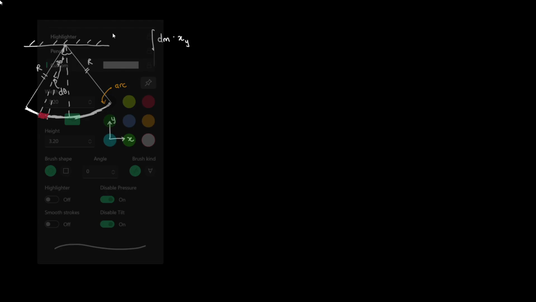So we will write integral of dm into the distance of the elemental mass from the x-axis. Let me first label the elemental mass. We will take the elemental mass in terms of theta. So suppose this is a very tiny piece of the arc, which is at theta, and this tiny angle will be d theta. So now dm will be nothing but r d theta into lambda.